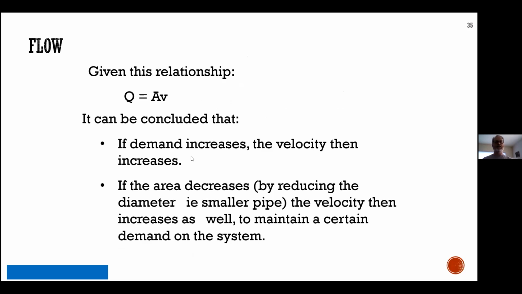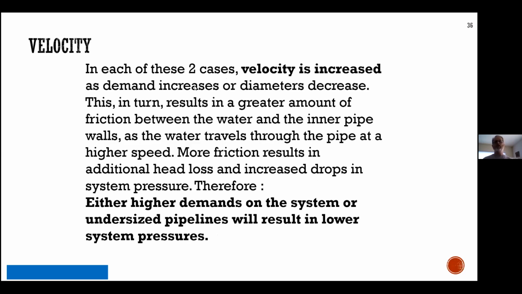So if that is the case, if demand increases, then velocity increases. Okay, I'll say that again. If the demand, so our user at the end of the main, increases, turns the tap half on to full on, velocity increases because area is still the same. But if the area decreases, i.e. shrinking the size of the pipe, all right, well, to maintain that flow, velocity has to increase. So in each of these two cases, velocity is increased, which in turn creates a greater amount of friction.